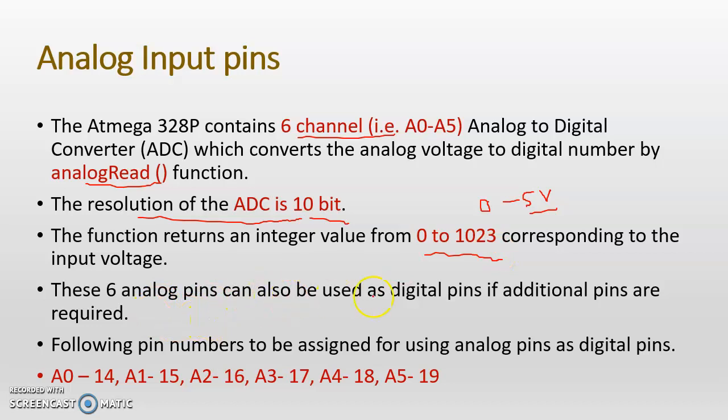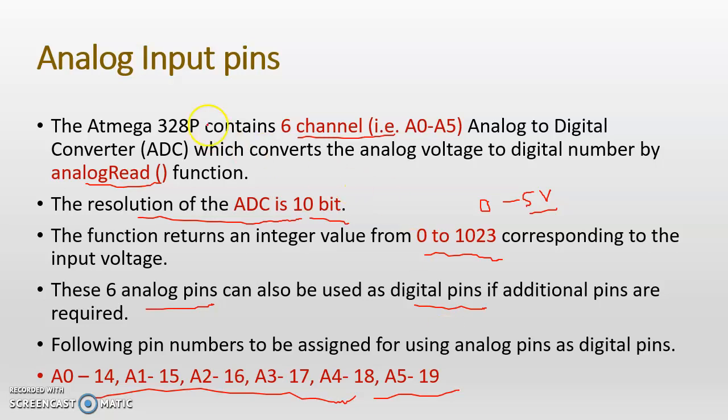These 6 analog pins can also be used as digital pins if additional pins are required. So as I said earlier, these analog pins are available as digital pins also. If there is a function of analog, we can use it as analog, or we can use it as a digital if required. Though at that time the pin number will be like that: A0 becomes 14, A1 becomes 15, A2 becomes 16, A3 becomes 17, A4 becomes 18, and A5 becomes 19. So instead of A0 to A5, we have to assign the numbers from 14 to 19.